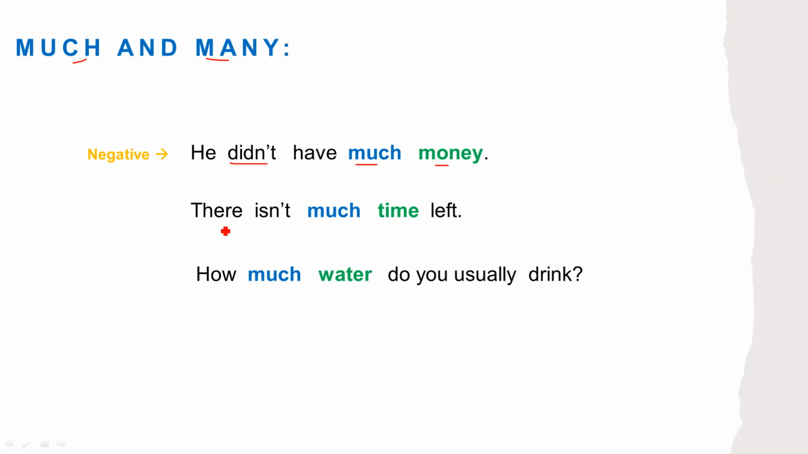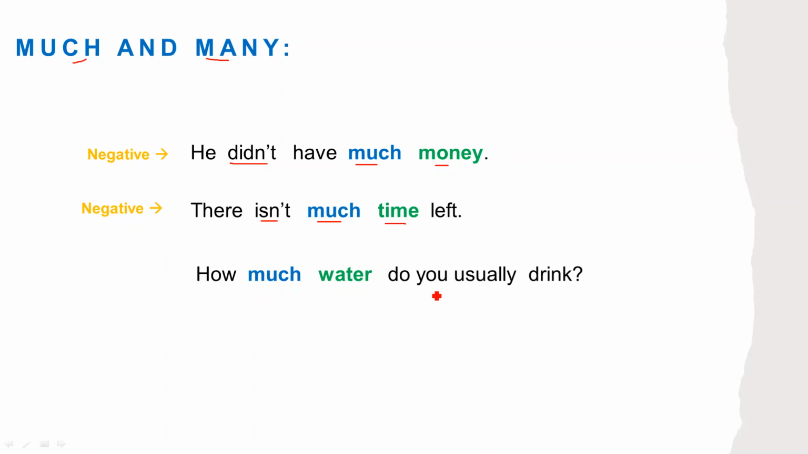Okay, the second example, there isn't much time left. Also we have used much and the noun is uncountable. The word time is also uncountable. Also the sentence here is negative. So this is a negative sentence and the noun is uncountable. These are very important notes. Write these examples in your notebook with these notes.